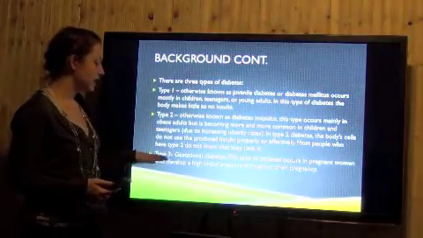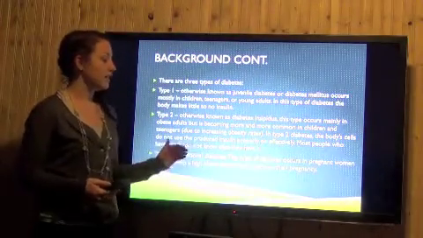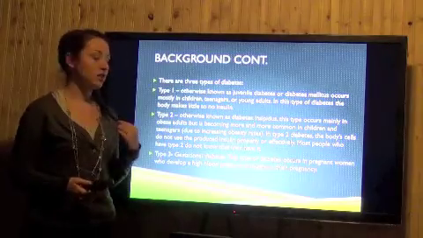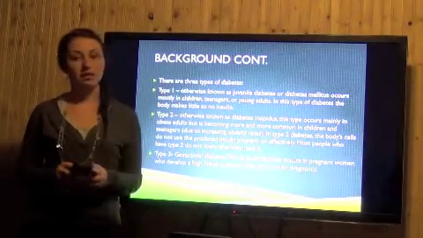Type 3 diabetes is gestational diabetes. This type of diabetes occurs in pregnant women who develop a high blood pressure throughout their pregnancy.